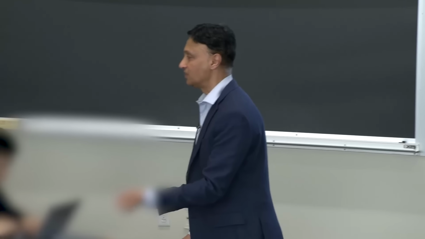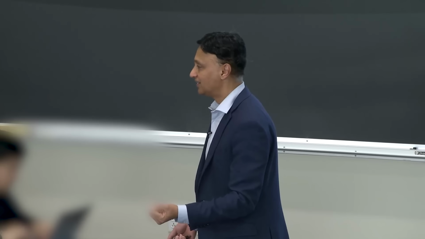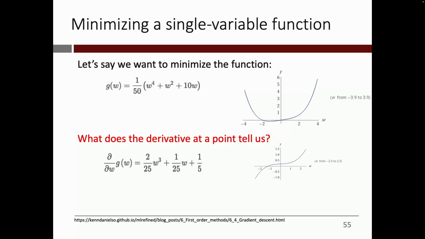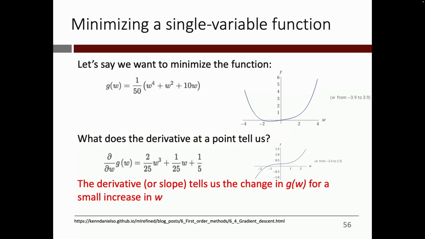When you calculate the derivative of something at a particular point, it tells you the rate of change of the function at the place you are. Correct, exactly right. So here, the slope tells us the change in the function for a very small increase in w. And this is just high school calculus. I'm just doing a quick refresher.